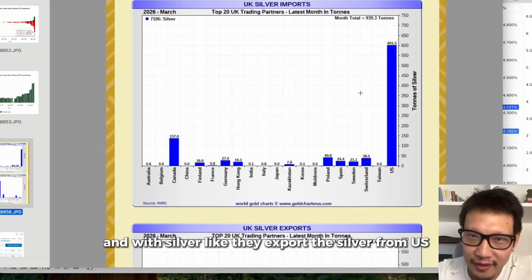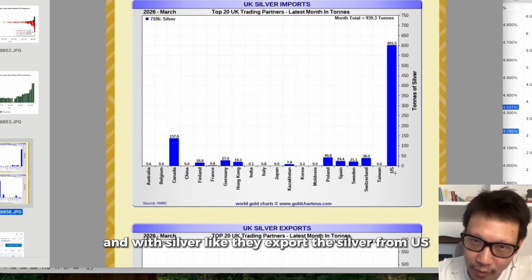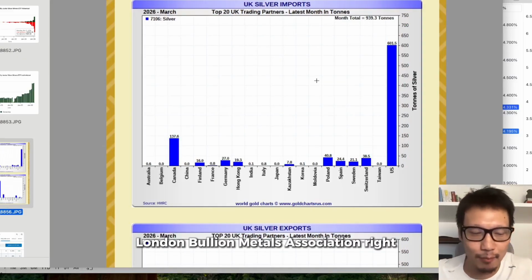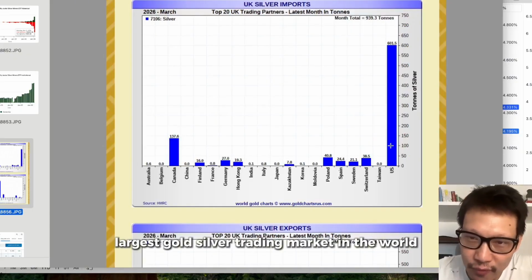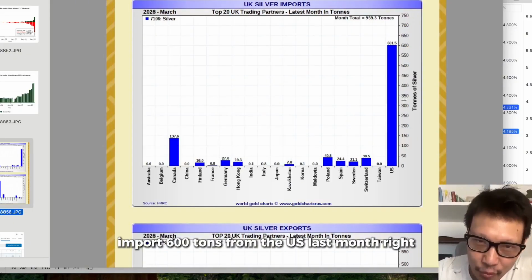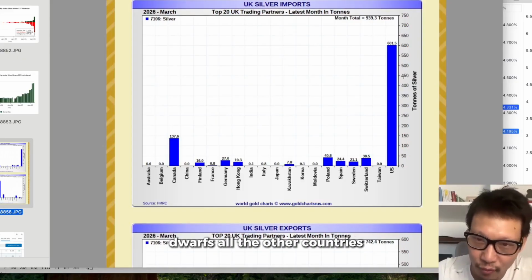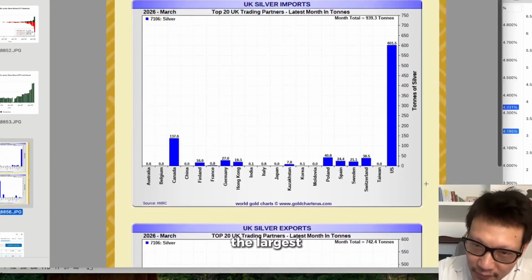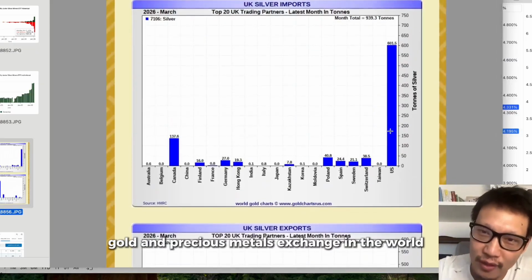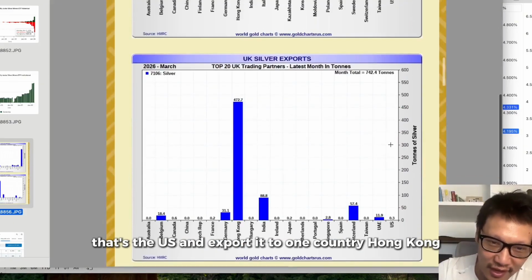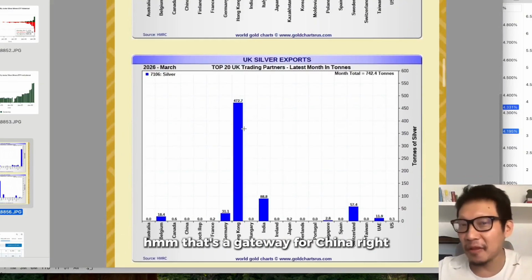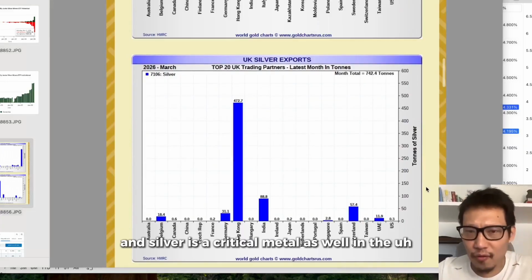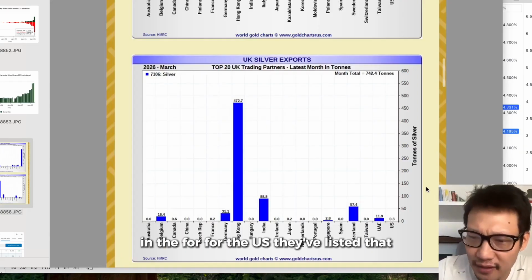And with silver, they export the silver from the US. The UK imports it. Why does the UK import it? Because the LBMA, the London Bullion Market Association, right, the largest gold and silver trading market in the world, imported 600 tons from the US last month, right? This dwarfs all the other countries. And then what they do, they export it to one country. The largest gold and precious metals exchange in the world imports all the silver from one country, that's the US, and they export it to one country, Hong Kong. That's a gateway for China, right? Pretty much 90% of it just goes to China. And silver is a critical metal as well for the US.